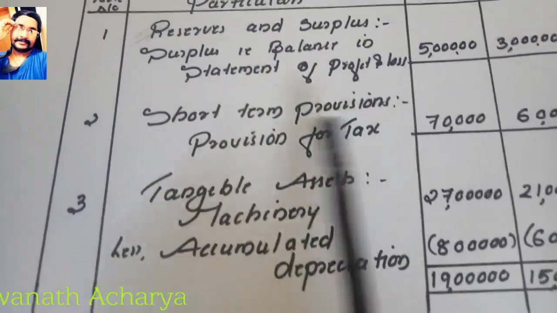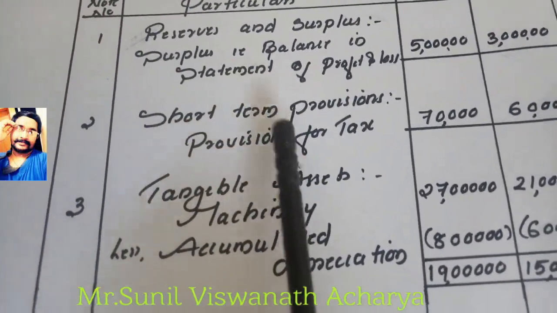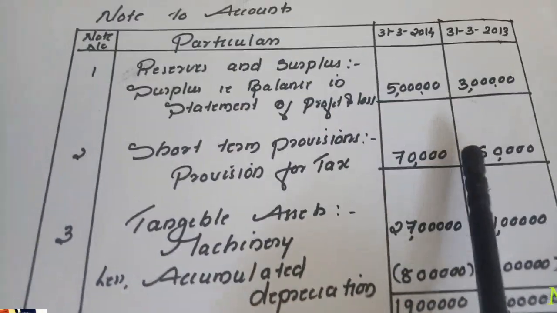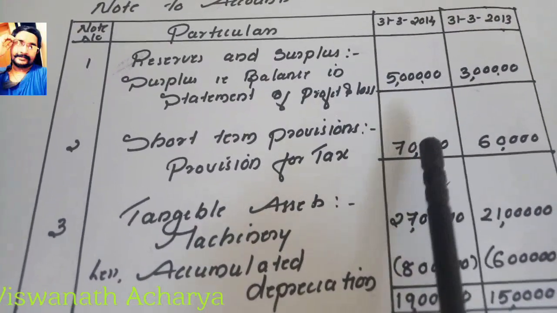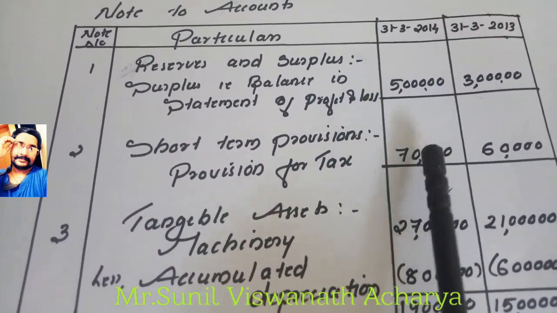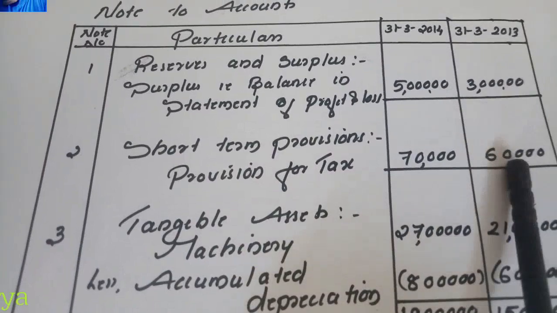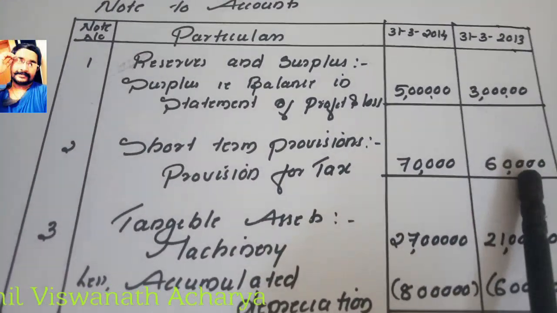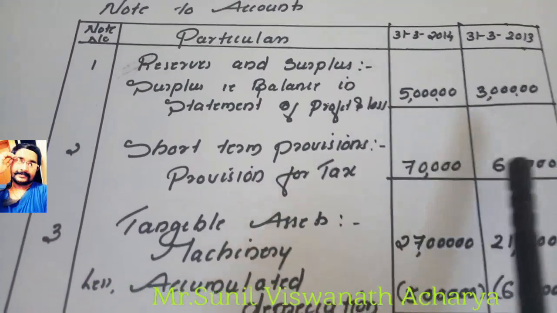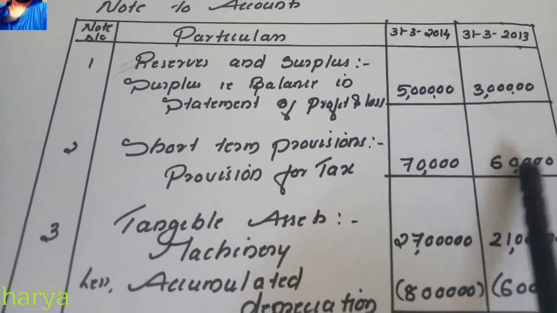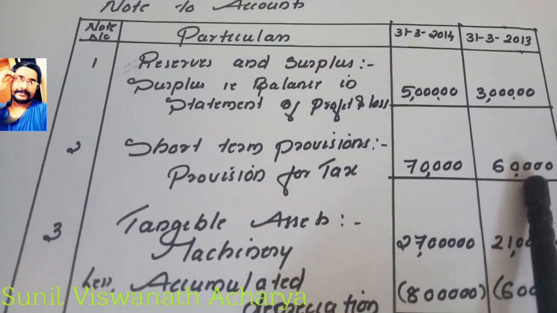Then short term provisions, they have given note number 2. Which is the short term provision? Provision for tax. When you are calculating profit before tax, the current year provision for tax we have to add. Tax paid is which one? Previous year amount will be the tax paid amount this year. So last year's provision for tax is the tax paid in the current year. So the tax paid amount will come to 60,000.